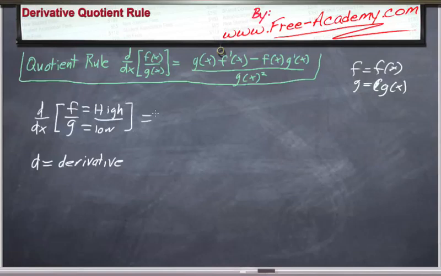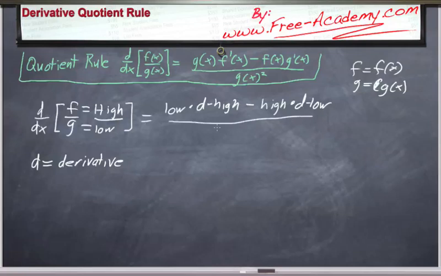So the derivative of f divided by g is equal to low d high minus high d low over low squared. Low d high minus high d low over low squared.